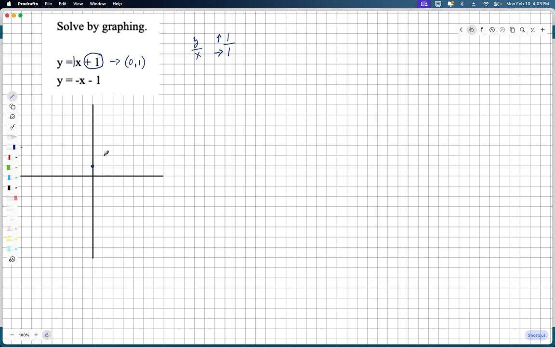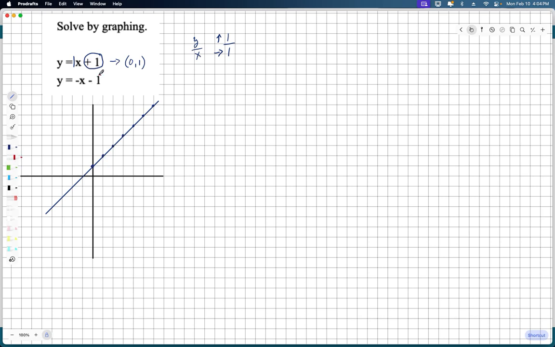Up to the right, up to the right, up to the right. 1 space up, 1 space over. And I just do that however many times I feel like. And then I draw my line just to show that I know where it lives in this system. Right, so there's my line. I'm going to do the other one in red just to show the difference easier.